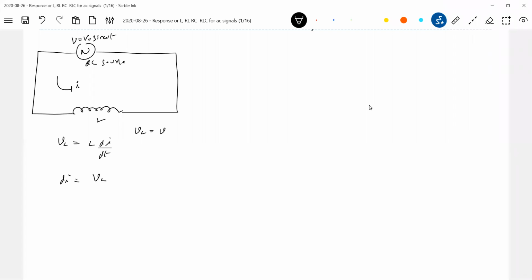di is equal to VL by L into dt. So what is VL? It should be equal to V naught by L sine omega t. Let me integrate this. So this will be I is equal to V naught by omega L cos omega t.